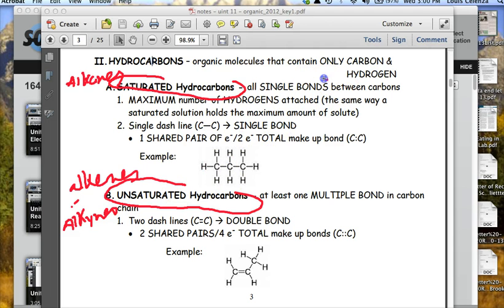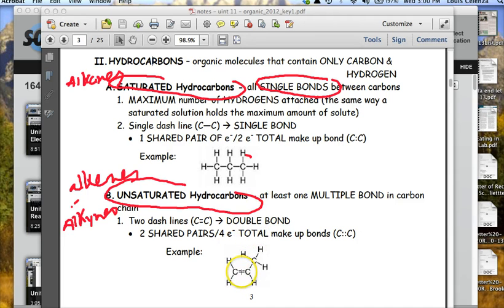All the saturated hydrocarbons have single bonds between the carbons. They have the maximum number of hydrogens connected. So here's an example of a saturated hydrocarbon. Only single bonds between the carbons. We're not talking about these bonds. We're talking about the bonds between the carbons. They're only single bonds. If you look at the bottom, you're going to notice that there's an example.